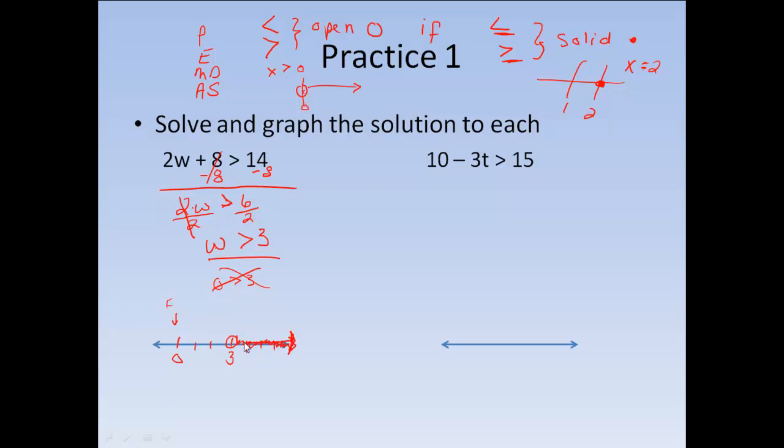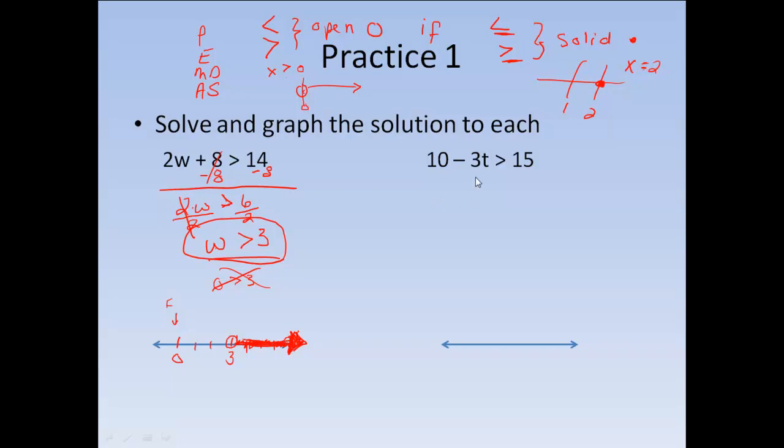Now the reason we have this shaded arrow here is because anything in this direction will satisfy this inequality. So we no longer just have one single answer. We have this whole group of answers. It could be 3, it could be 10, it could be 14.5. All of those are represented by shading this direction and putting the arrow on it.